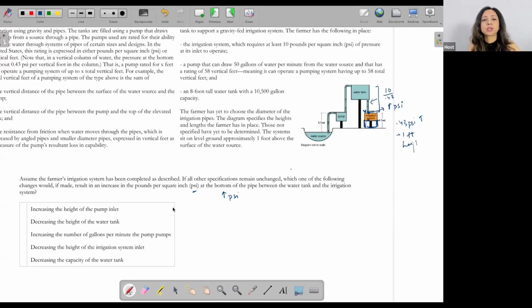Make sense? Okay, let's look at the options then. Increasing the height of the pump inlet. So they're saying that if I take the pump from there to there, then the pressure over here will increase. But look, that is not true, right? Because it doesn't matter what is happening on this side of the water tank. Do you understand that? What is happening on this side of the water tank is not impacting what is happening on this side of the water tank.